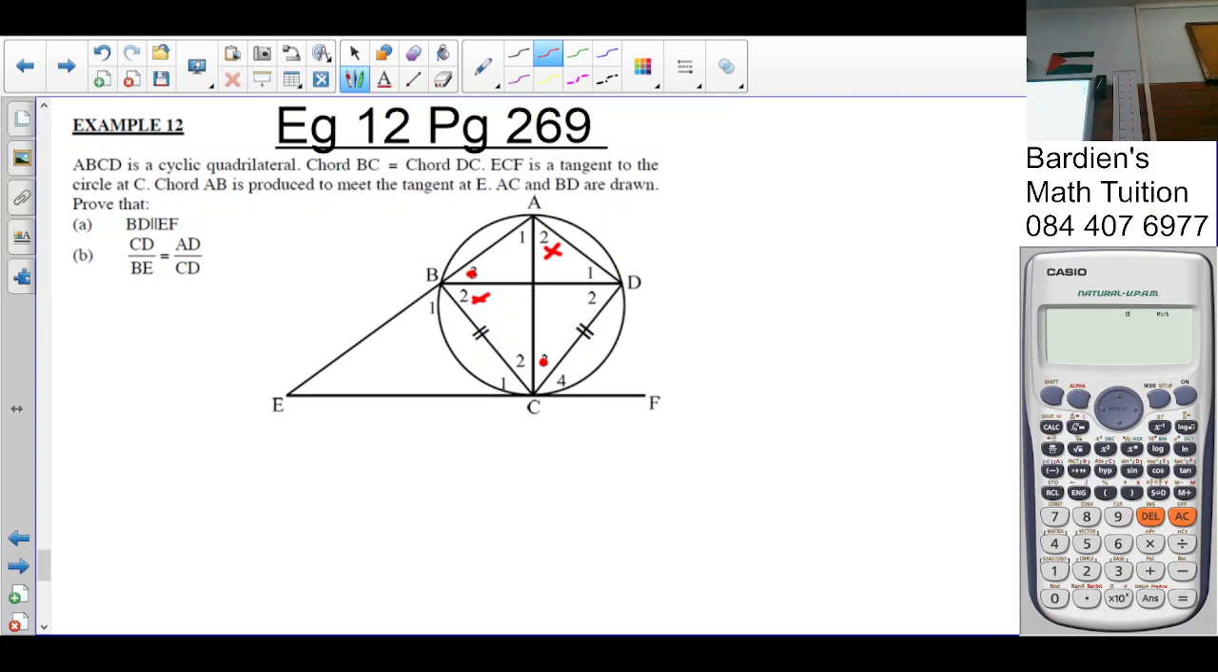Not so. Then we are told that chords BC and DC are equal. If those chords are equal, what do we know? We know that A2 is equal to A1. Why? Equal chords subtend equal angles on the same side. Okay? Then we know that that's also equal. Not so? Because I have the angles in the same sequence if needed.